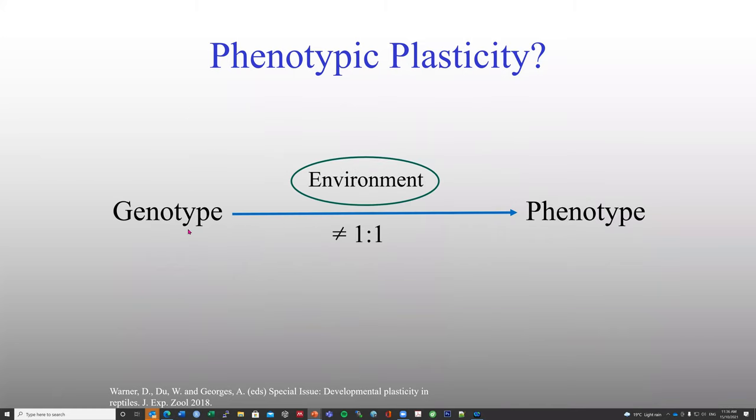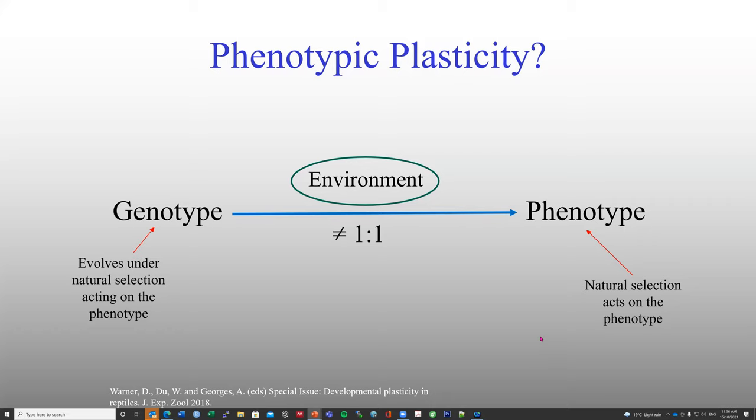So basically you have the genotype, which is the blueprint for a particular individual, and it doesn't have a one-to-one correspondence with the phenotype in most cases. Environment comes in and moderates the expression of that genotype or the translation of that genotype into a phenotype. This is really important for the evolutionary biologist, because natural selection acts on the phenotype, not the genotype. And the genotype therefore evolves under natural selection, which is acting on the phenotypic expression of that genotype.